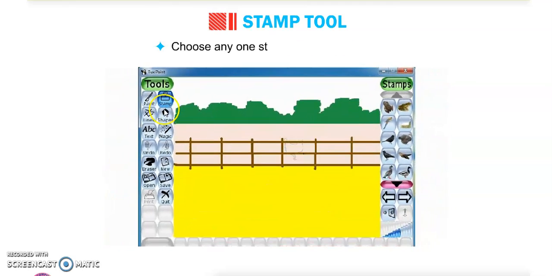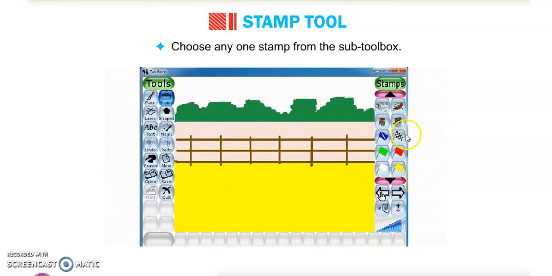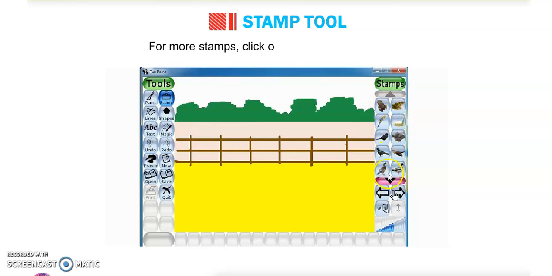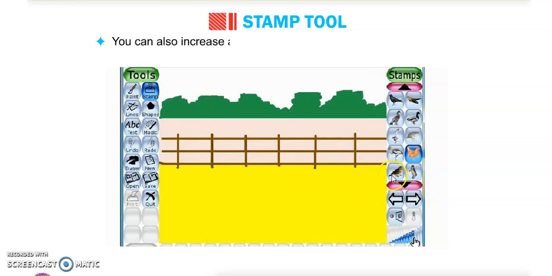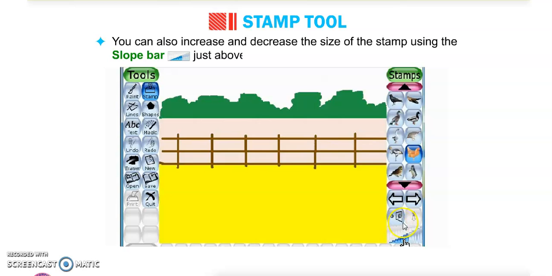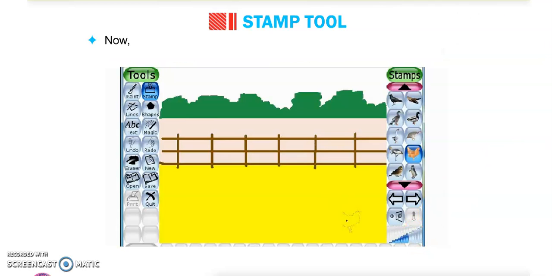Click on the stamp tool. This is the stamp tool. Choose any one stamp from the toolbox. You can see there are different stamps. For more stamps, click on this right and left arrow. You can see the right and left arrow. Now select the cork stamp. You can also increase and decrease the size of the stamp using this slider bar just above the color palette. You can see over here, subtool box.